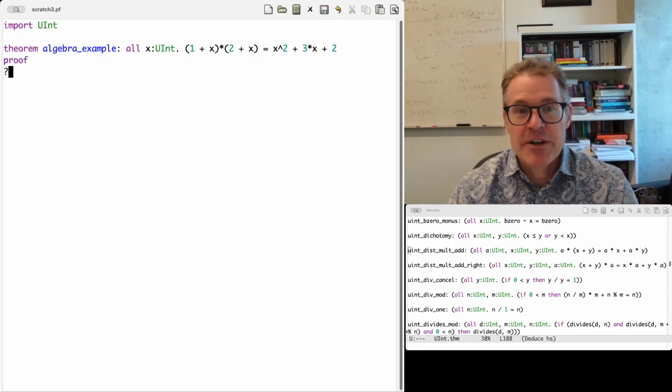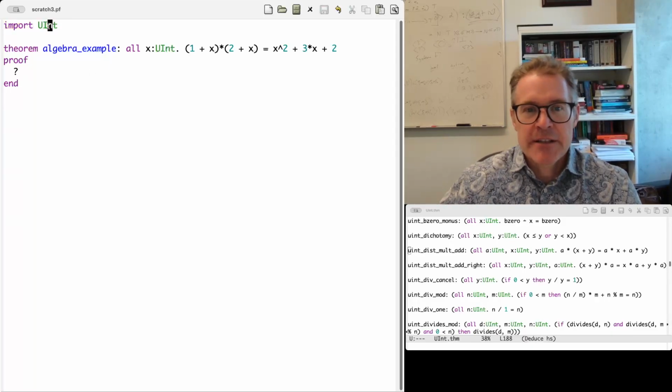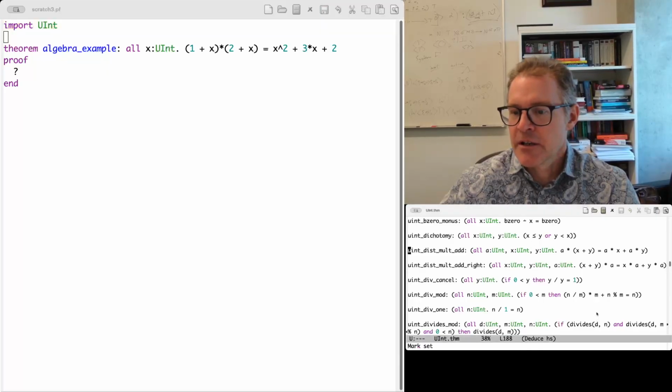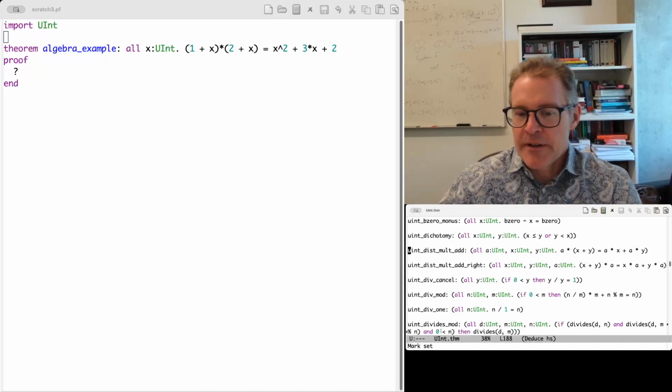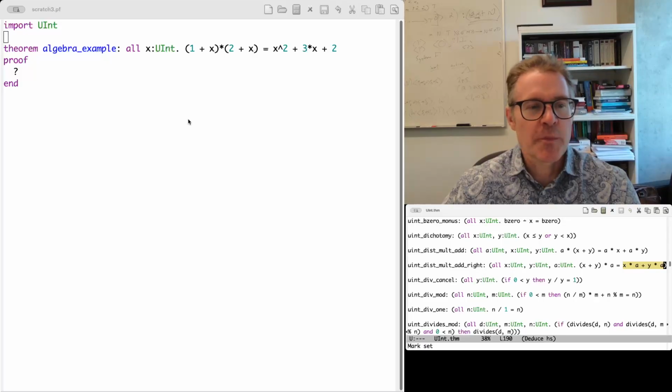basic equations that are in the Deduce standard library. You can see I've imported the unsigned integer library, and over here I've opened that library and all the theorems that are in it. For example, you can see that here we have the theorem that says that multiplication distributes over addition. This one's for multiplication on the left, and then here if you have multiplication on the right, that also distributes over addition. So we'll be using some of those theorems.